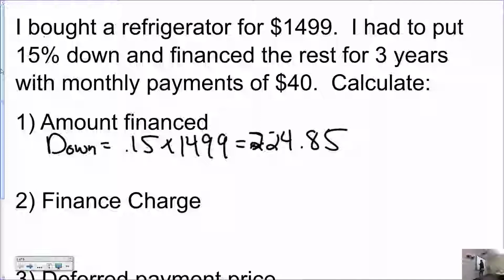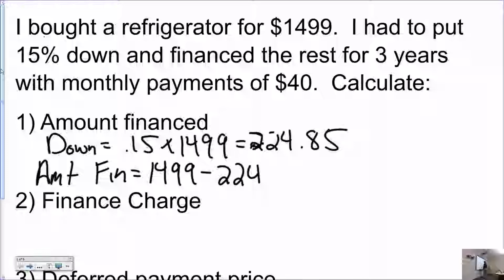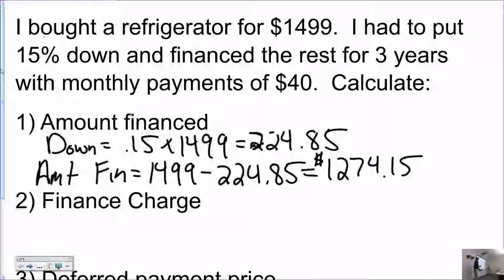And so then amount financed is the $1,499 minus the $224.85, which is what you said, $1,274.15. All right, cool. Not too bad.